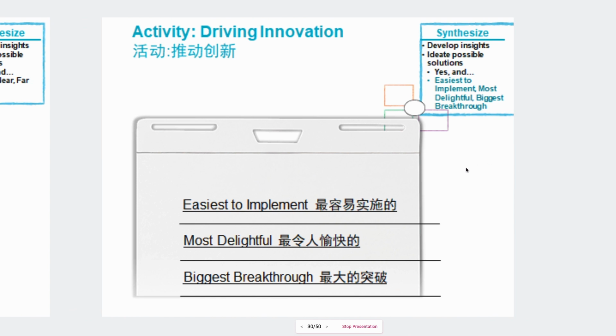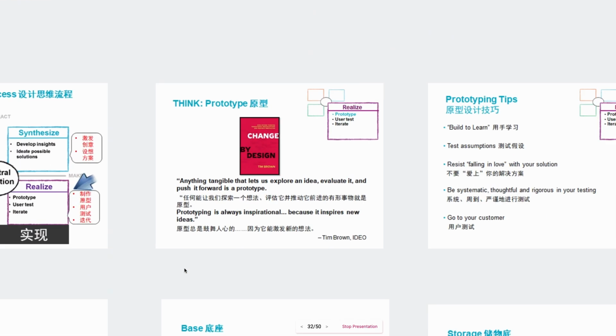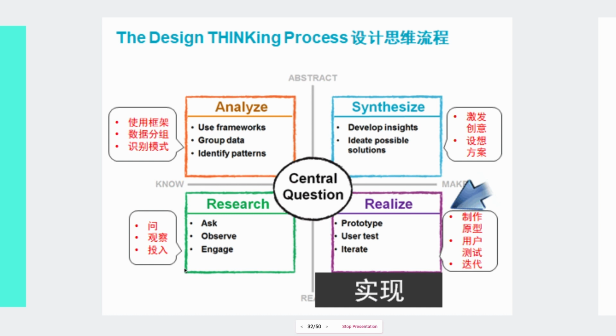When we have a lot of brainstormed solutions, we need to find what is the easiest to implement, what is the most delightful for our user, so they are really happy about it, and what is the biggest breakthrough solution. So our team needs to discuss which solution, and maybe we choose one or two solutions to test. Okay, then we go to the last step, which is realize.